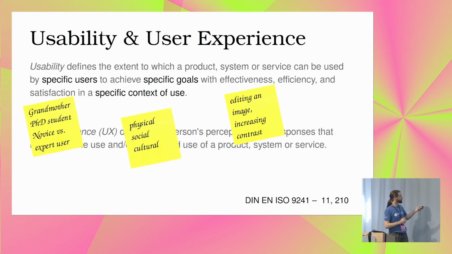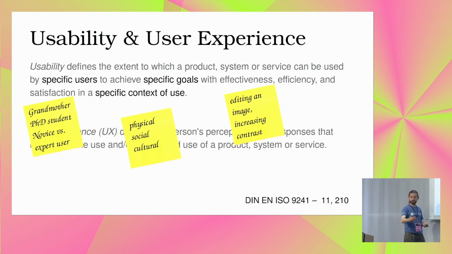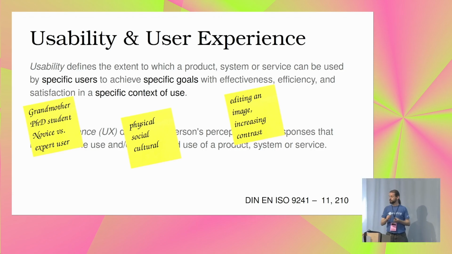And that is the second one. So what is the goal? Is it editing an image? Is it increasing contrast? Think about something that your software should do that is ideally measurable and very specific if you think about usability and improving it.